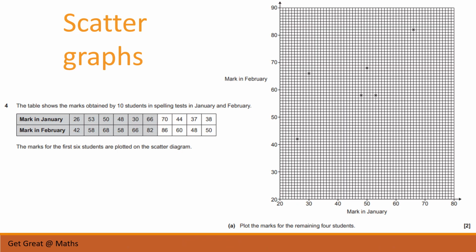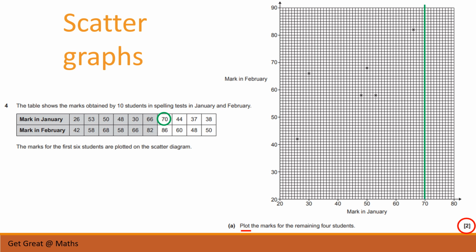This question is on scatter graphs and there are multiple parts to this question. We're going to start off by looking at part A and we're going to look at plotting the 4 remaining points, and this is worth 2 marks. Now in the exam the grid will already be drawn out for you, so all you've got to do is plot onto the graph. Now we've got to go for the mark in January, which is 70.